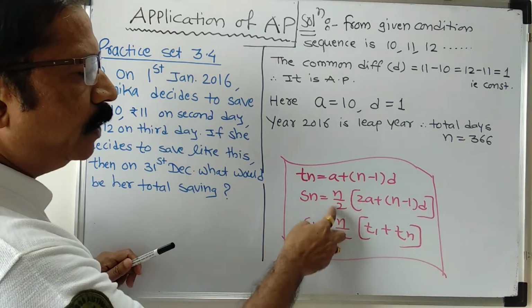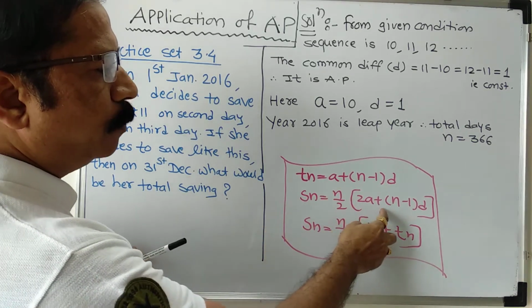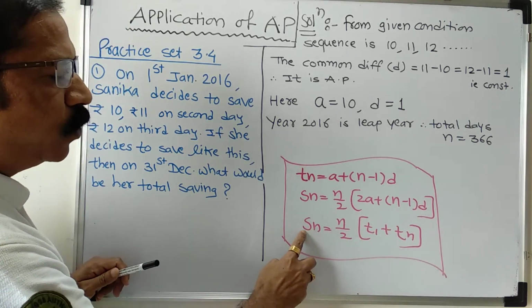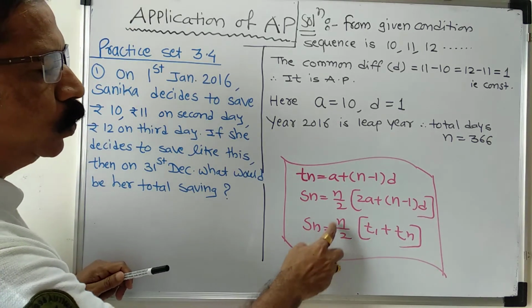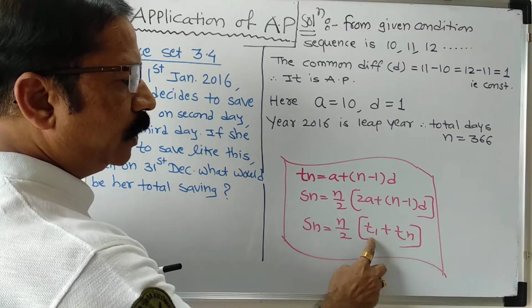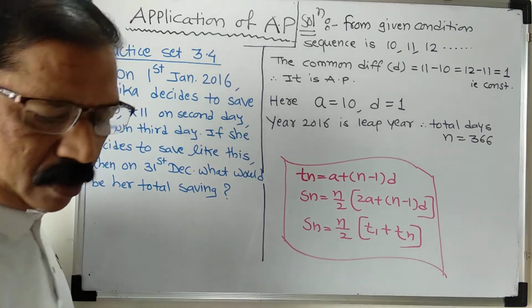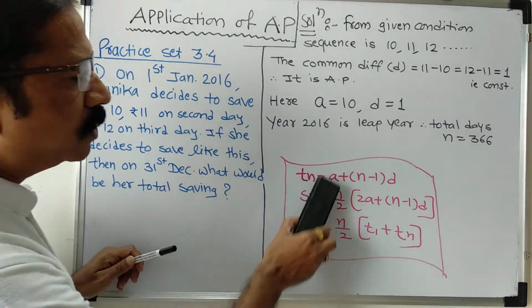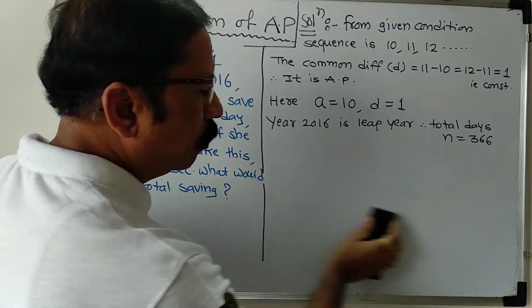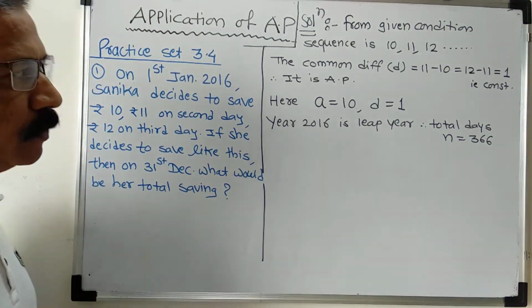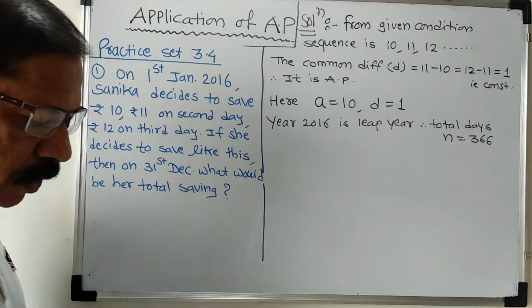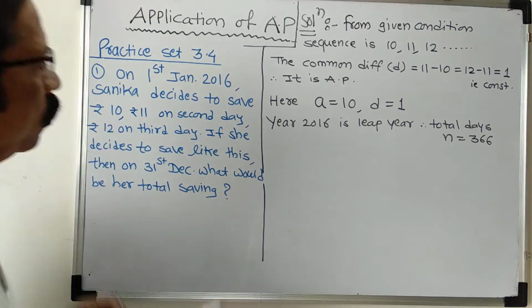Sn is equal to n upon 2 into bracket 2a plus n minus 1 into d. And the second formula for Sn is equal to n upon 2 into bracket t1 plus tn. T1 is the first term, tn is the last term. By using these three formulas, you can solve a number of problems from your day-to-day life, that is the application of arithmetic progression. See, first problem we will solve.